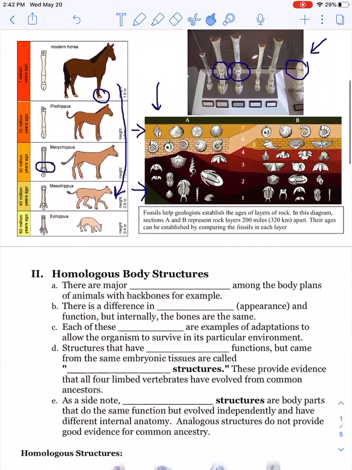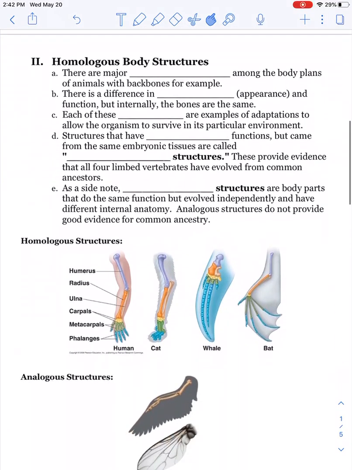So the second evidence for evolution is called homologous body structures. Essentially, homologous structures are the fact that even though the job of the body part might be different, the anatomy is the same. And so the best example is with vertebrates. So the similarities are with vertebrates.